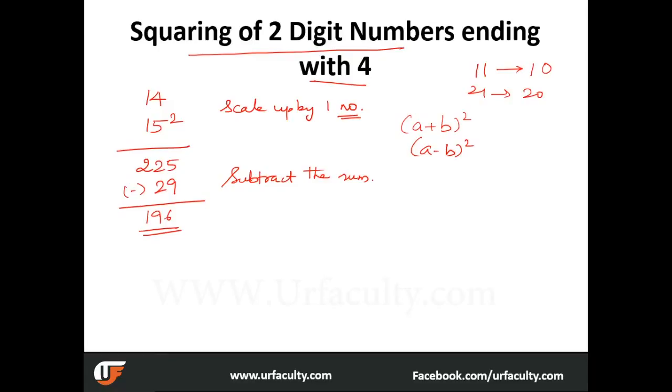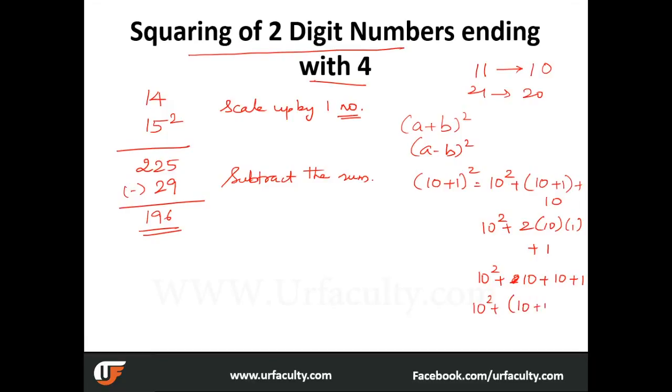In the previous case, for example, if it is 11, we are putting it as 10 plus 1 square, because this is 11. Now your a becomes 10 square plus 2ab, so we will split that out. 10 plus 1 plus 10, because it is a square plus 2ab plus b square. So this is what we are applying across. For ease of understanding, I'll write it like this: 2 into 10 into 1 plus 1. So what did I do here? I'm putting it as 10 square plus 10 plus 10 plus 1. And finally 10 square plus 10 plus 1 plus 10.